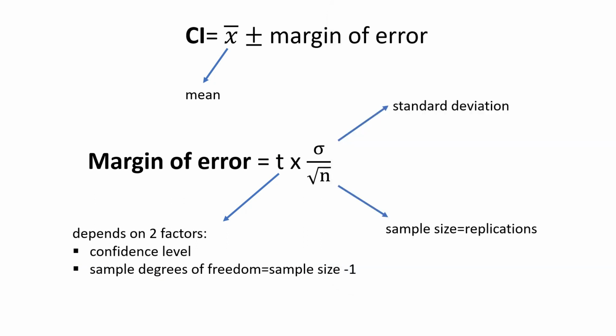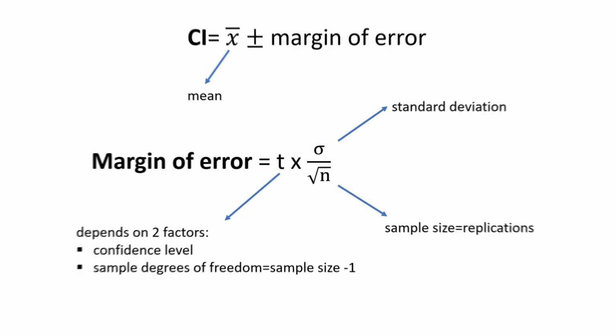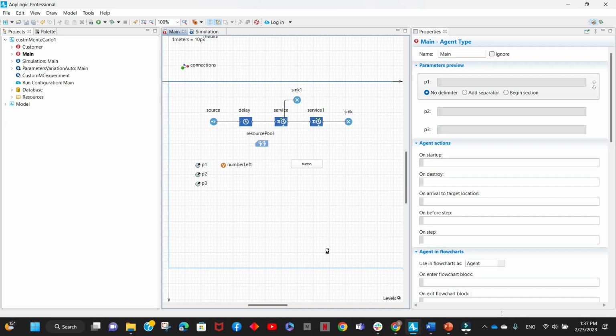So every time we run a new run of the model, our sample size is going to become bigger, and then according to that, we are going to calculate the new margin of error and the new confidence interval until we reach the acceptable error percent that we need with the confidence level that we have chosen. So let's see how this goes.